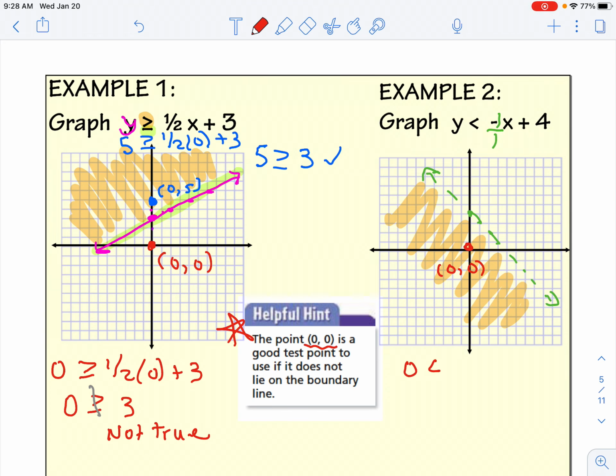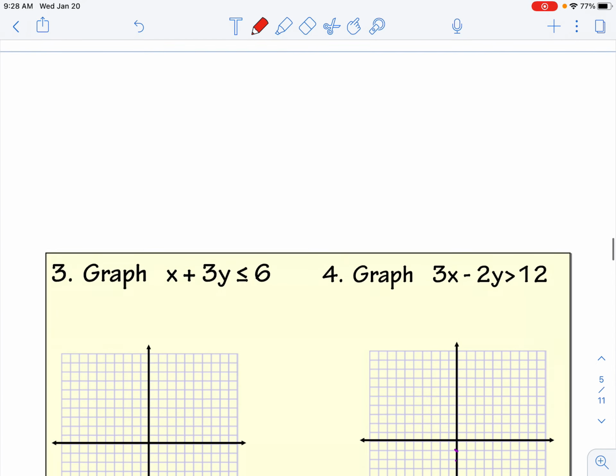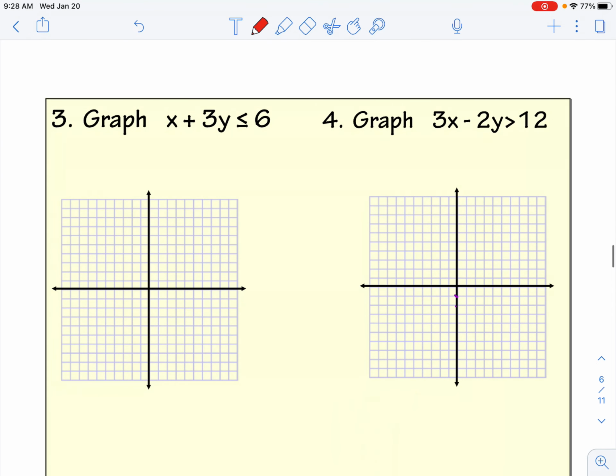So I'm going to find out, is 0 less than the opposite of 0? Well, 0 doesn't have an opposite, so it's just, is 0 less than 4? Yes. So I have done it correctly. Hopefully you did too. All right, in the next examples, we actually have to solve the equation for y first.